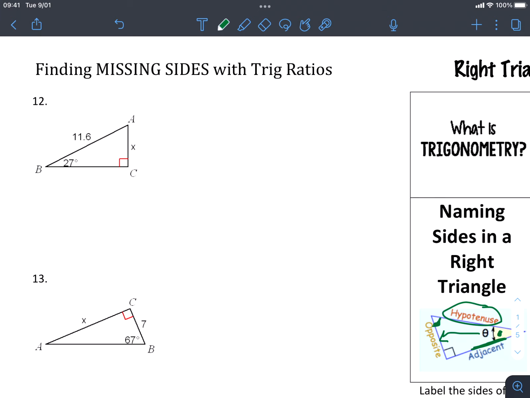So in our first example, we have our angle here, which is 27, and I have an opposite side and a hypotenuse. So if I were to set up this ratio, instead of saying sine of theta, I would say sine of 27, because I know what it is. So sine of 27 is equal to x over 11.6.